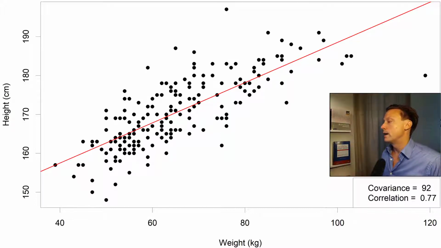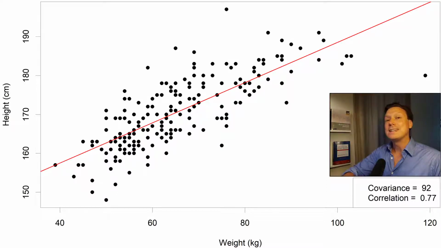Note down in the right corner, we have calculated the covariance of this sample and the correlation of this scatter plot. So we notice the covariance is positive, the correlation is positive, which means that it's a positive relationship here. Now we're going to change one thing, and that is that instead of measuring the weight in kilograms, I'm going to measure the weight in pounds instead.